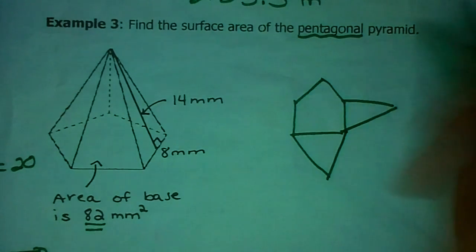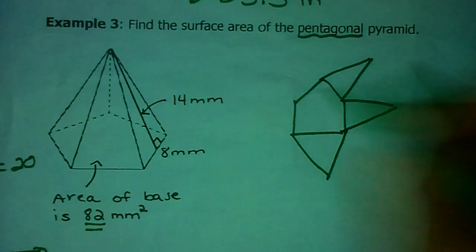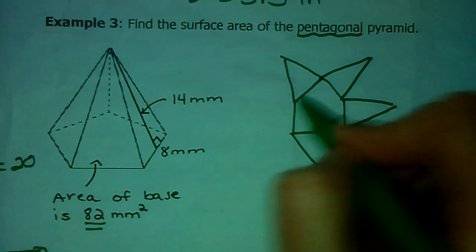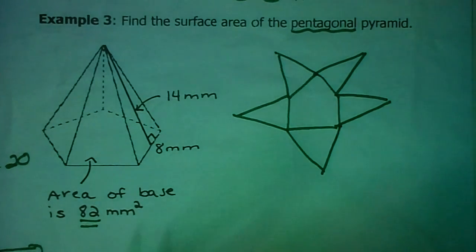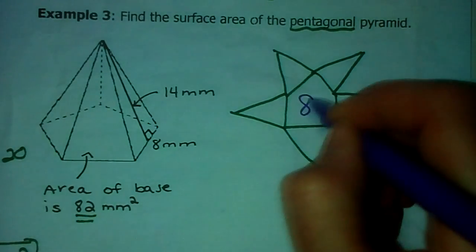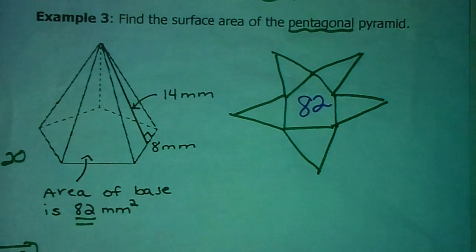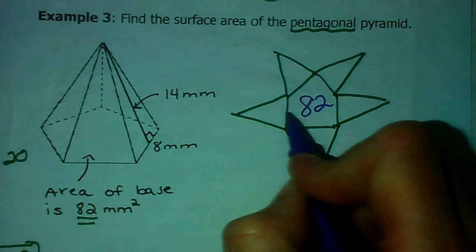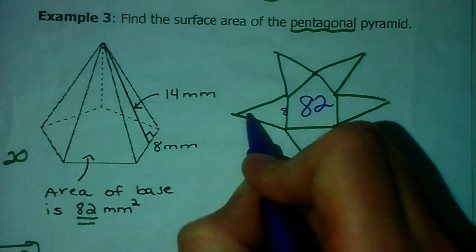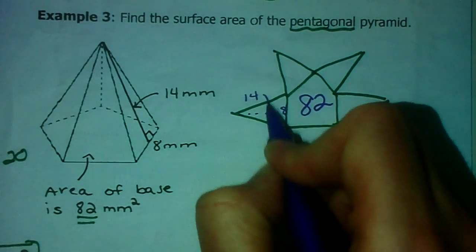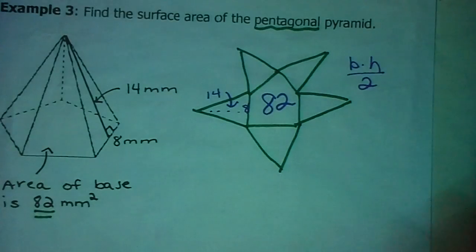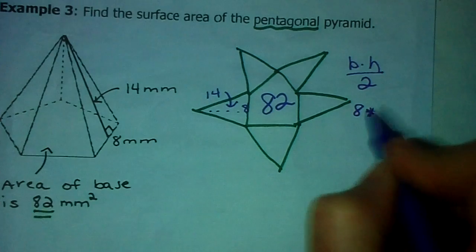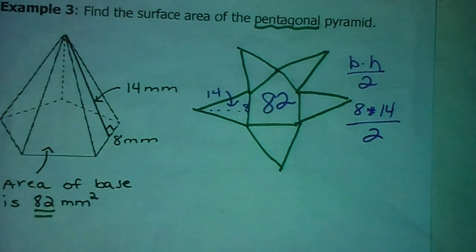And they're supposed to be the same. Okay, so we know for sure that the area of this is 82. But what we don't know is the area of each of our triangles. But we do know that the base of each triangle is 8, and the height of each triangle is 14. So that means using base times height divided by 2, we would do 8 times 14 divided by 2. Type all that in. That gives you 56.